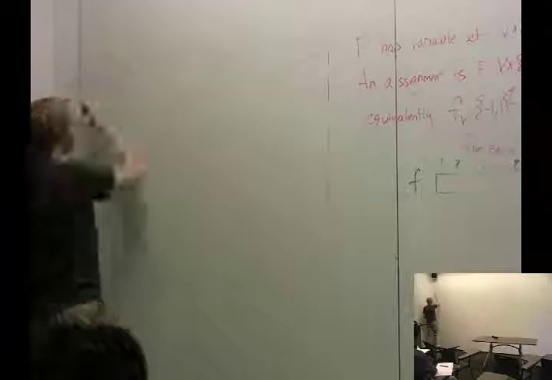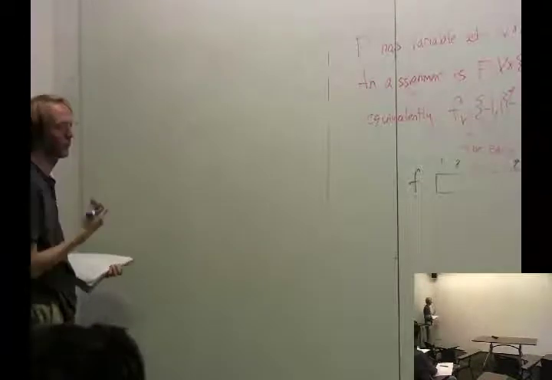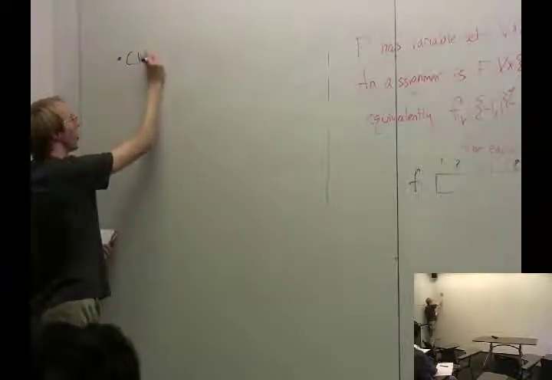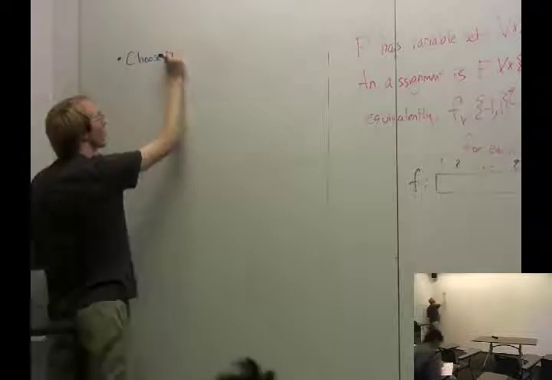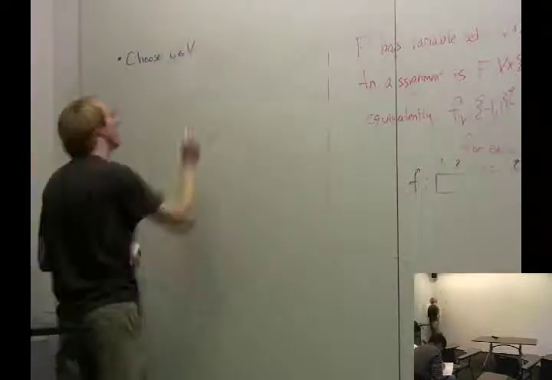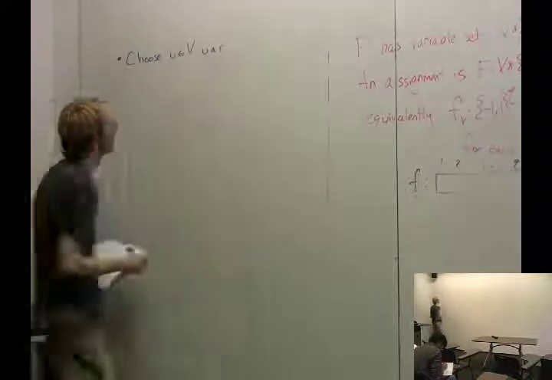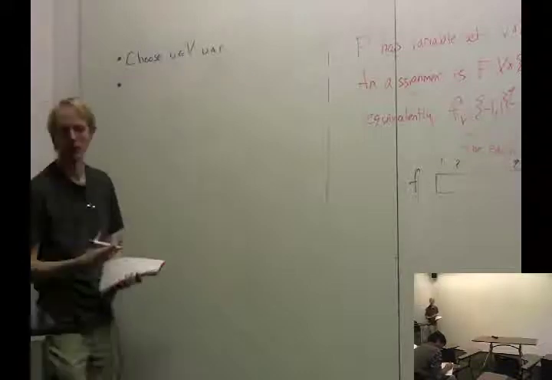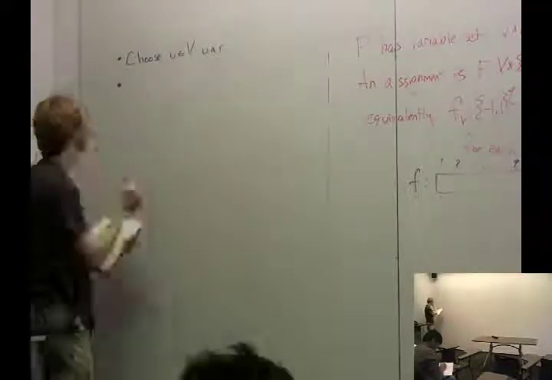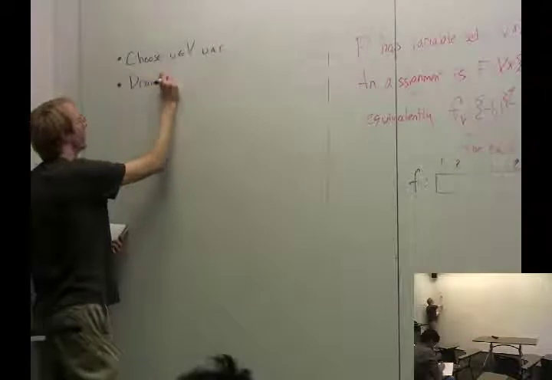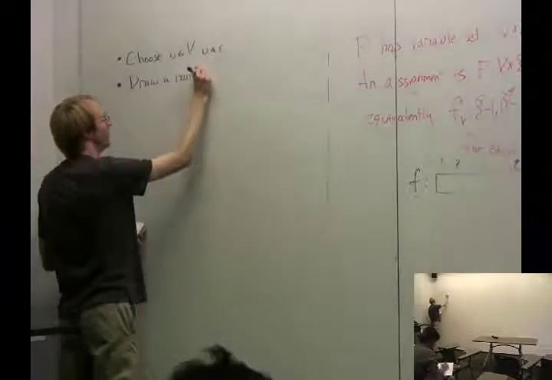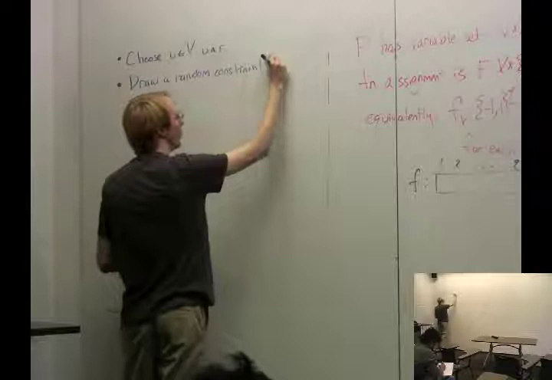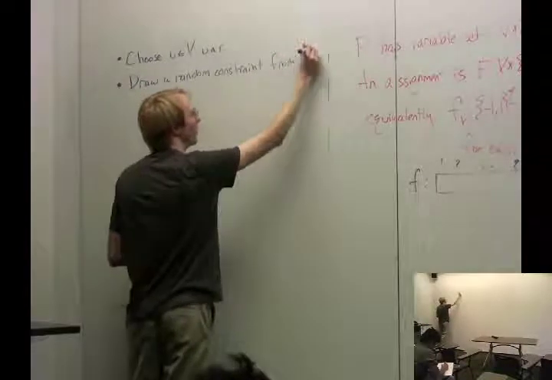So here's a random procedure for generating a constraint of our max CSP instance. You begin by just choosing a random vertex from your unique games instance. So you choose u uniformly at random. Okay? And then, independently of this, you sample a constraint from your function test, your dictator test. So you draw a random constraint from, let's call the test T.